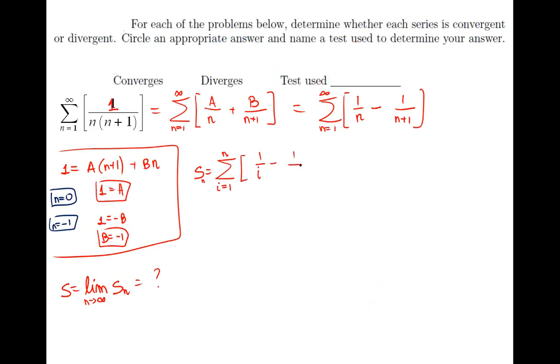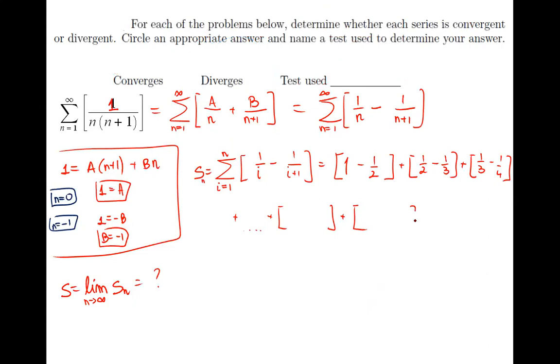1 over i minus 1 over i plus 1. Okay, and I will rewrite. I will substitute for i equals 1, 1 minus 1/2. Then I will substitute for i equals 2, 1/2 minus 1/3. I will substitute for i equals 3, 1/3 minus 1/4. And then I will skip, and I will also list a few terms on the back side.